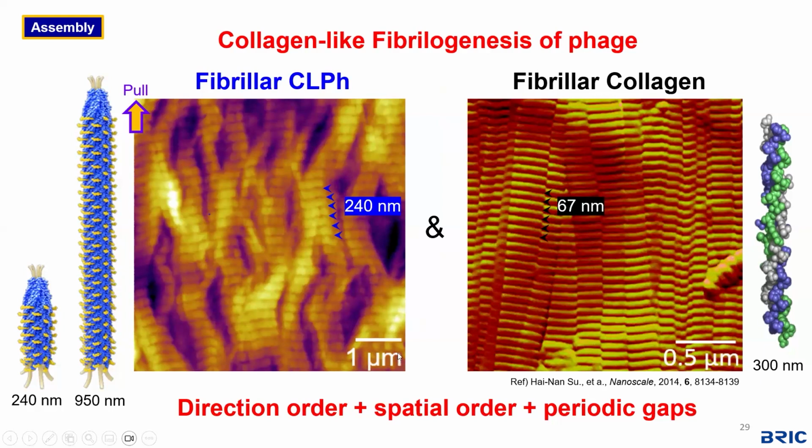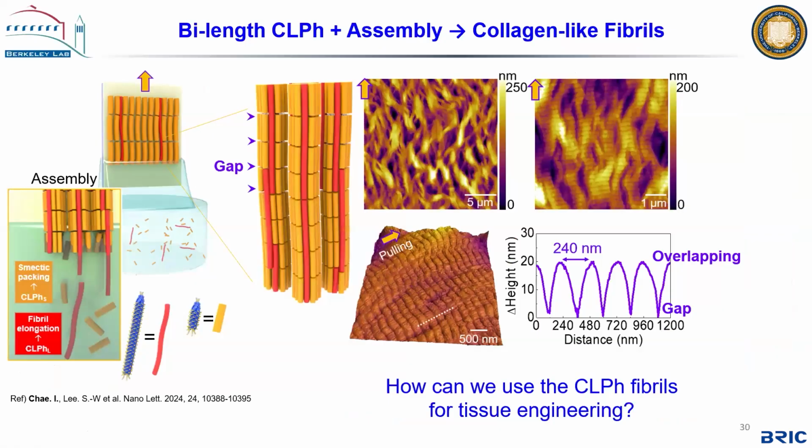And spatial order, periodic gaps, and directional order, those were achieved through the self-templating assembly of these two different length phages. And we could make very collagen-like structure using our virus. So this is the exact mechanism of making these collagen-like structures. Like I mentioned, there are two different lengths. One is long, 950 nanometer. The second is short, 240 nanometer.